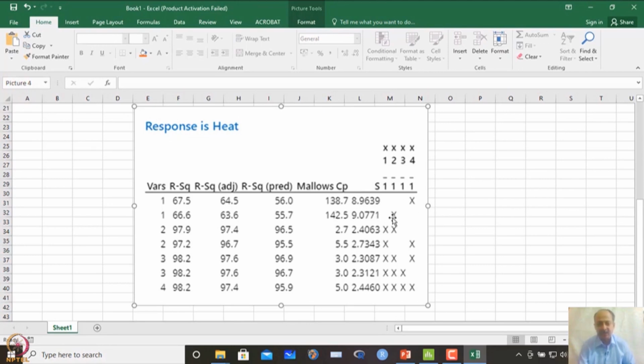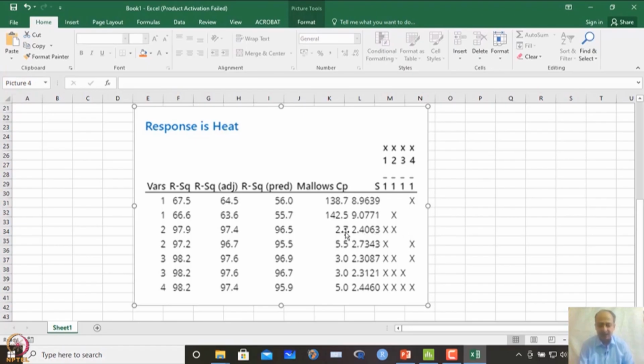Secondly, the second one also, you see 142.5, which is very much higher than 2, so that also can be eliminated. But in the third case, the 2 variable model, when x1 and x2 are considered, the Mallows Cp value is approximately 2.7. The calculation of Mallows Cp, considering sum of square errors, any book will give you. The formulation is given, so I am not mentioning the formulation here; you can see it in any standard textbook.